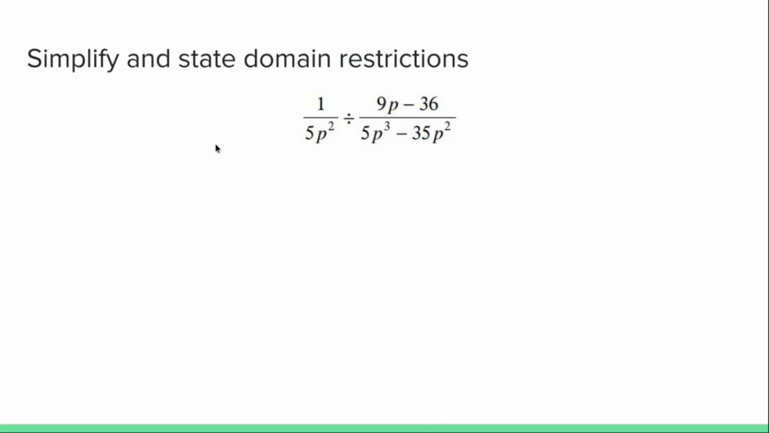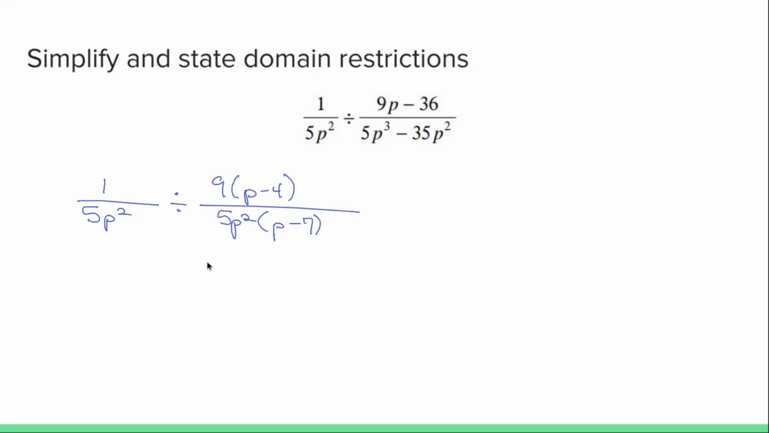Simplify and state domain restrictions. Well, before we do anything, let's factor out as much as we can. Okay, so I have 1 here. I have 5p squared down here, not much I can do. Divided by, I can bring out a 9p minus 4. I can bring out a 5p squared. That leaves me with p minus 7.